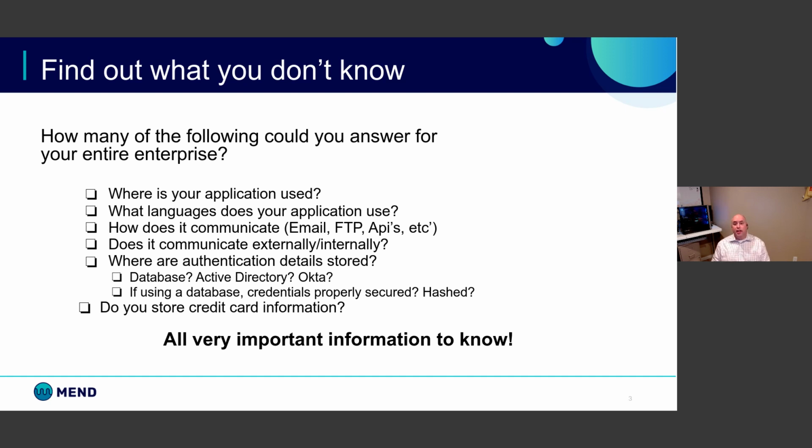Do you understand that your applications are reaching out to the world? Are they secure? Are they encrypted, sending the data across the wire? Or internally, are you just running unencrypted in your network? What if your network is compromised? Do you know how your applications communicate? They could be email, FTP, APIs.